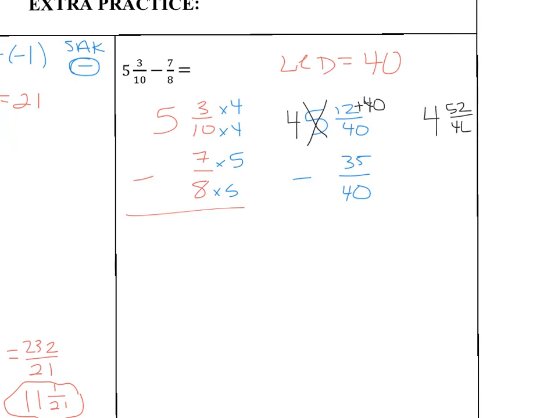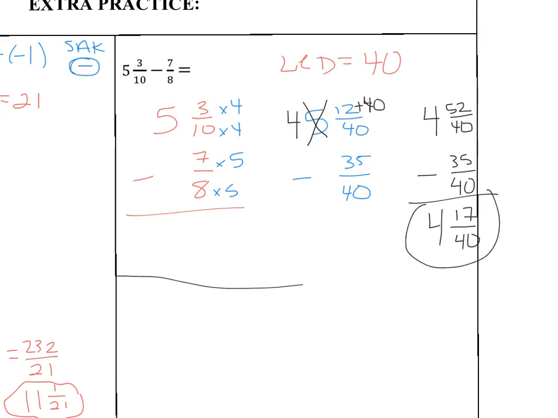52/40 after adding my 40 plus 12, minus 35/40. Now I can actually subtract 52, which is my numerator, 52 minus 35, leaving me with 17 over 40. 4 minus 0 is 4. My bigger number was positive to begin with, so my answer will be positive.